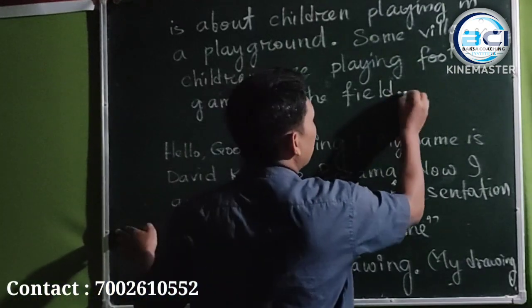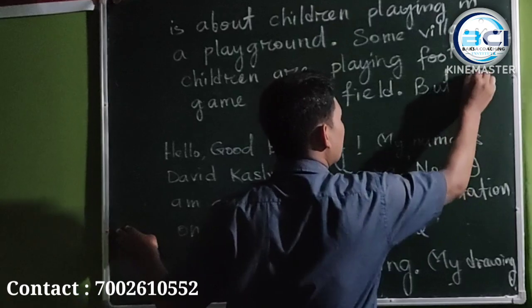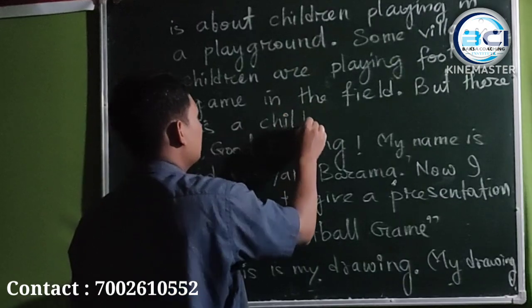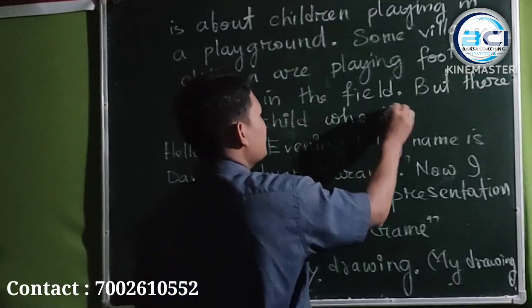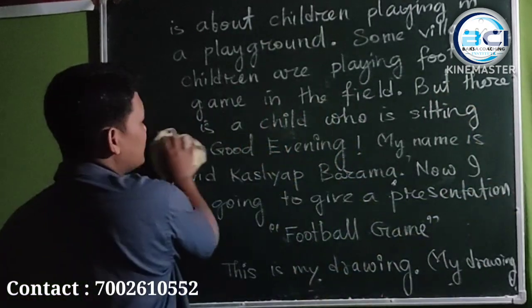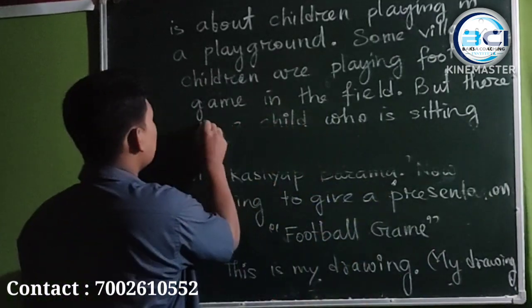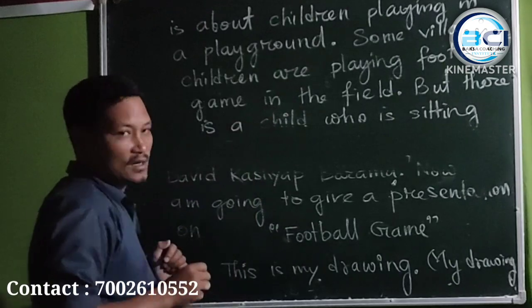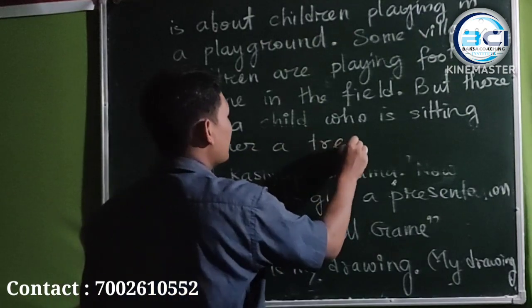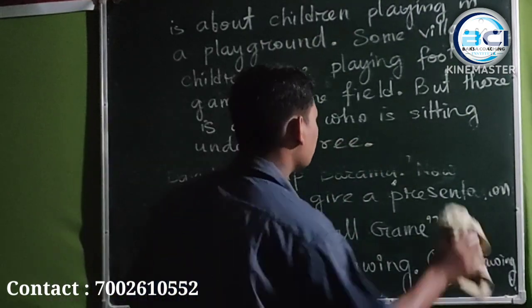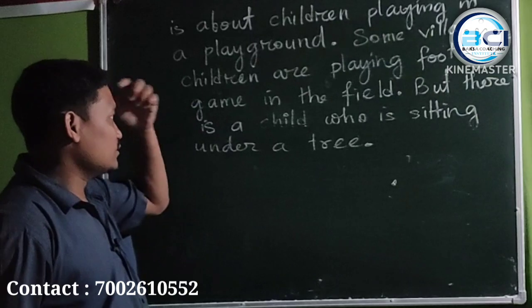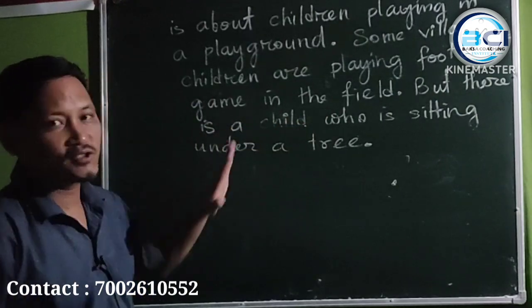Okay, but there is a child who is sitting. Where is the child sitting? Under a tree. Yeah, sitting under a tree. So there is a child who is sitting under a tree.